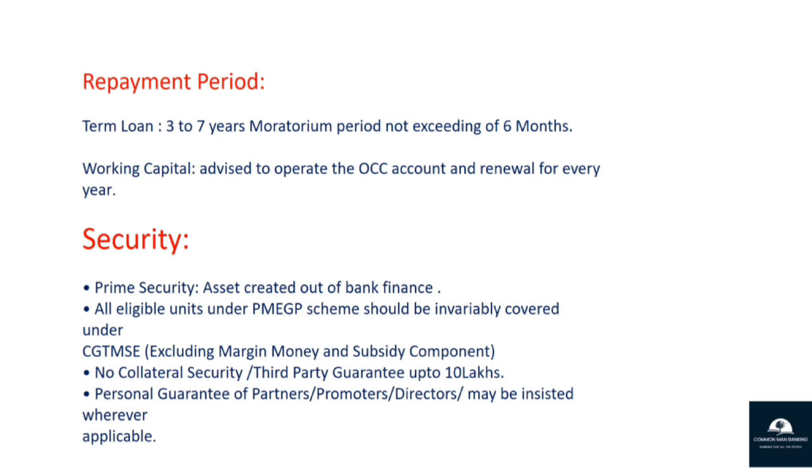Then the working capital. Every year you have to renew the working capital. The OCC account has to be operated briskly. Security is mainly the primary security, that is, the assets created by the bank loan. The assets means the machineries and equipment purchased by the bank loan, and also the land and building construction, everything is a primary security. And I already told you, for more than 10 lakhs, the bank will cover your loan under CGTMSE coverage, so you have to pay the CGTMSE coverage charges every year.